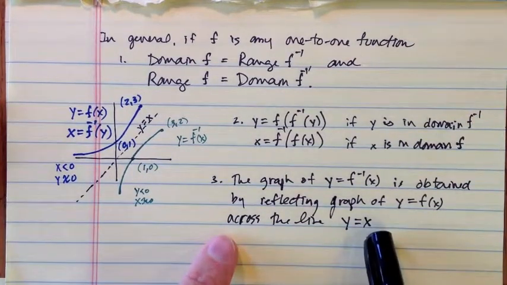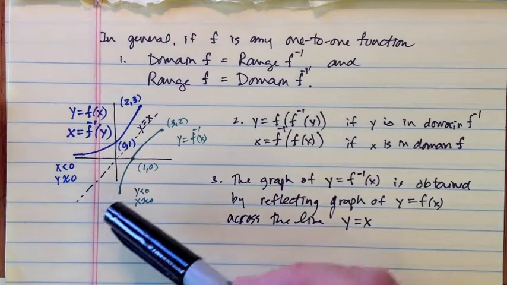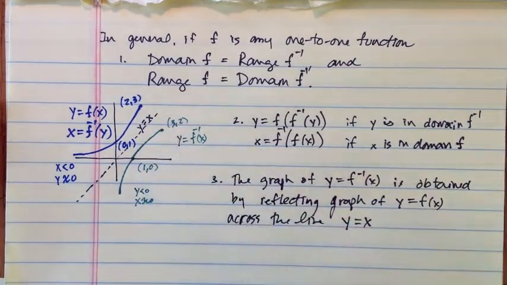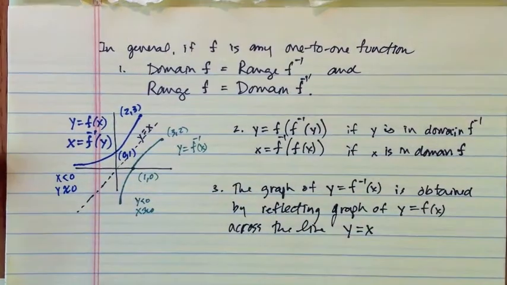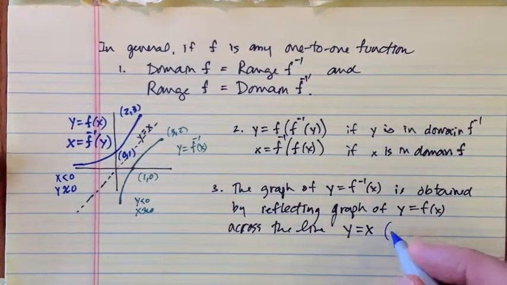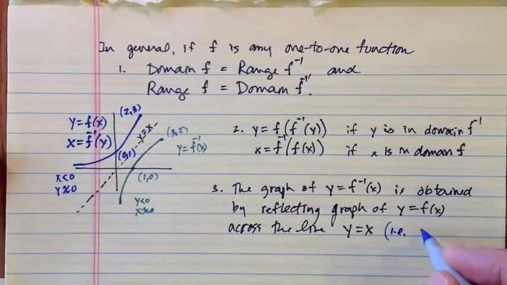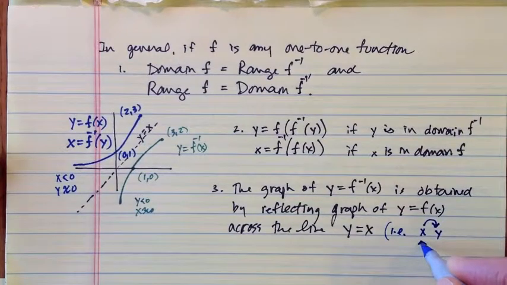You know, in practice that might not be very useful to us, but it's a good way to think about how the two graphs are related. And I'll just add, reflecting the graph across the line y equals x is really the same thing as just interchanging all the x, y values on the original curve.